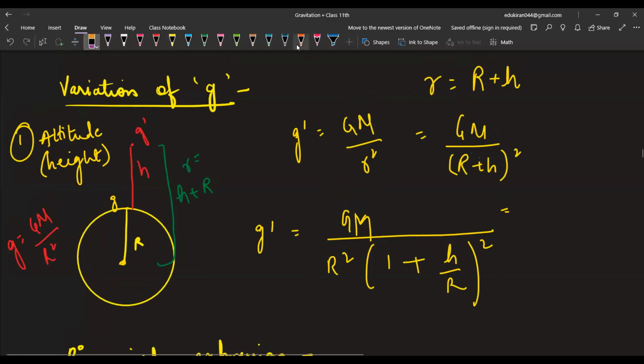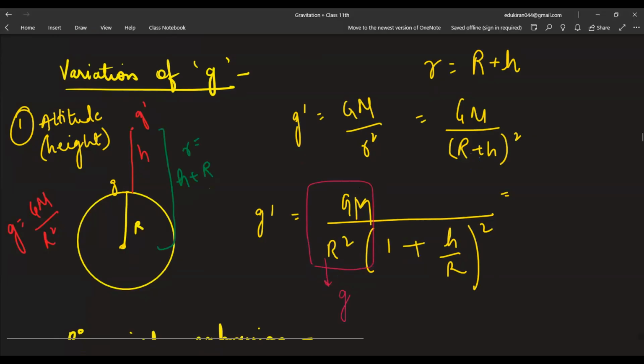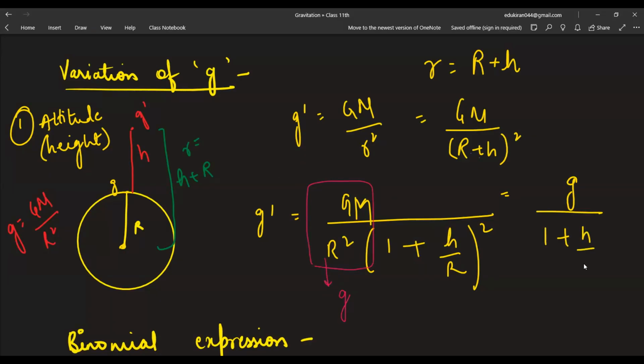If you look at this, GM by R square is basically the acceleration due to gravity. So what will be the formula here? G by (1 plus h by r) whole square.